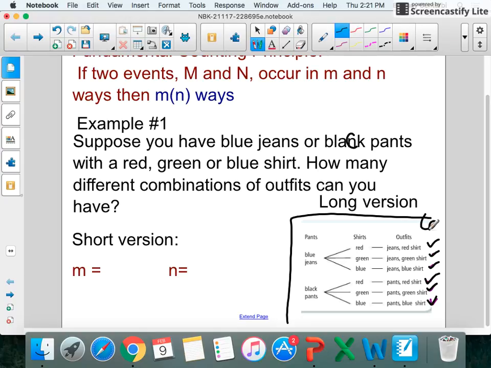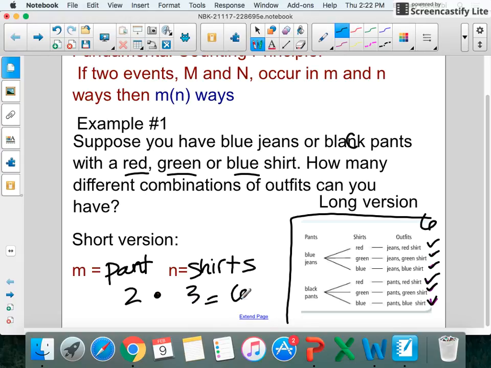So you have to break up your different options. If we look here, we're going to put M. We're just going to match up what we have. We've got pants and we have shirts. Pants and shirts, it doesn't matter which one you make first because you're going to be multiplying. If we look at our pants, we've got jeans or black pants, so there's 2 different options. And if you look at our shirts, we've got red, green, or blue, so that is 3 different options. Then to get your total options, you just multiply them. 2 times 3 gives you 6 different options, which is a lot quicker than making this tree diagram over here to the right.